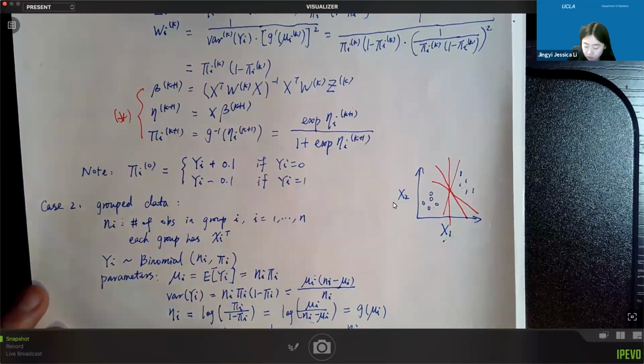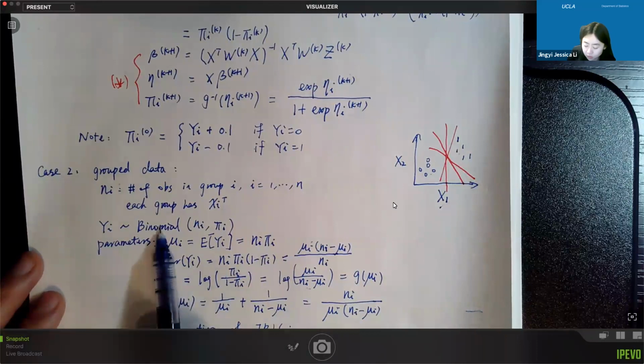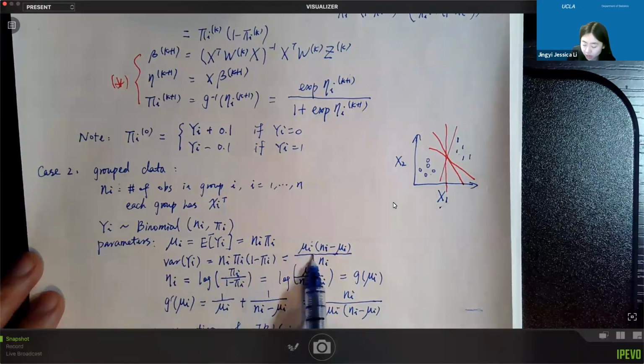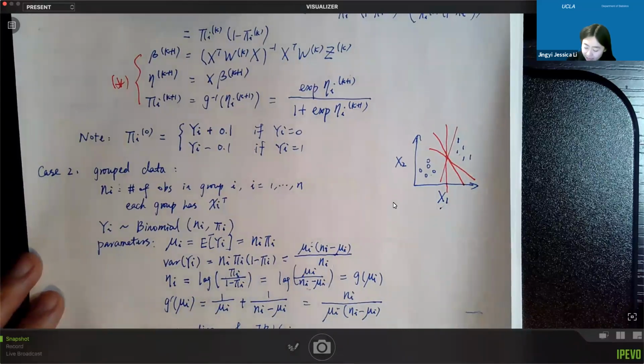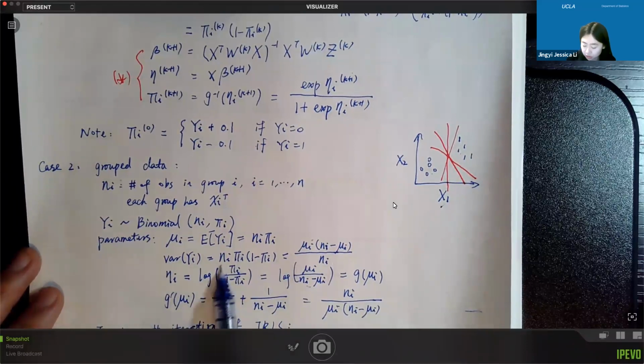Again, we have the parameters for the model we need for IRLS. So mu i is still the expectation of Yi, but here it is Ni times pi i, not just pi i. The variance of Yi from the binomial is Ni times pi i times 1 minus pi i. Now we want to write it in terms of mu i. So we get mu i times Ni minus mu i divided by Ni. And eta i is the link function on Yi. So we know that in logistic regression, it's always log pi i over 1 minus pi i.